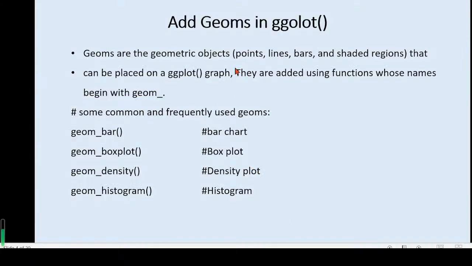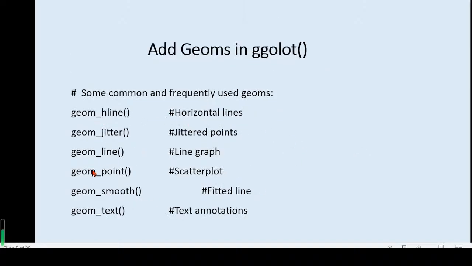So next we have to add geoms to the plot, because geoms are geometric objects like points, lines, bars, and shaded regions that can be placed on our ggplot2 graph, and they are added using functions whose names begin with geom underscore. Some common and frequently used geoms are, for example, geom_bar for the bar chart, geom_boxplot for the box plot, density plot, and histogram. And there are lots: geom_line, point, smooth, text.